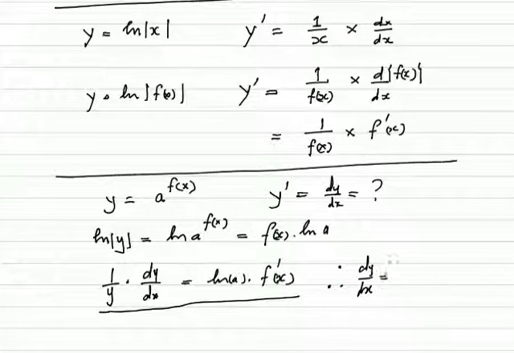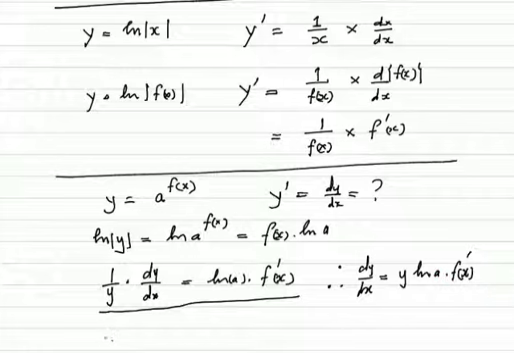So we can just substitute the formula and we arrive at the fact that therefore dy dx is equal to y ln of a multiplied by the derivative of the argument. Now, summarizing this nicely, we can say that the derivative of the exponential function y equals a to the power of f of x is equal to the exponential function itself, y, multiplied by the ln of the base multiplied by the derivative of the argument.